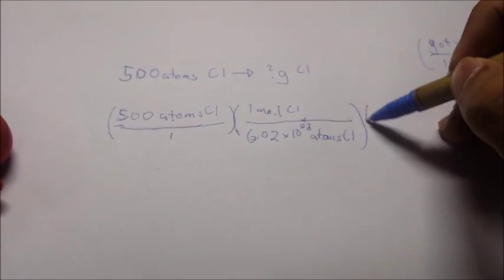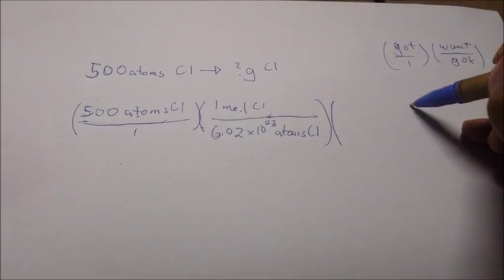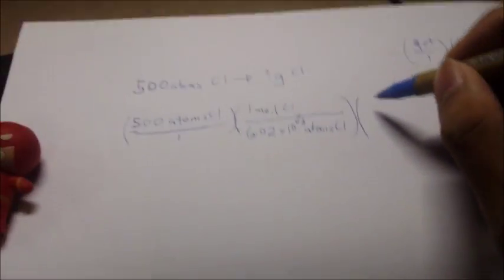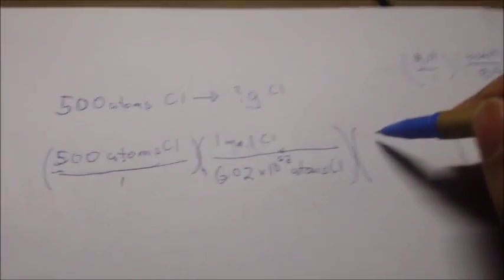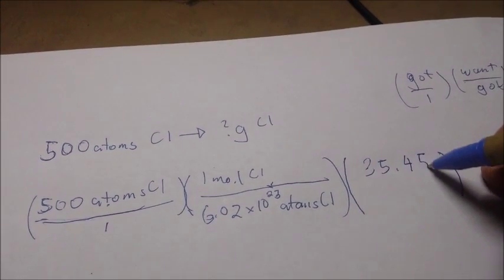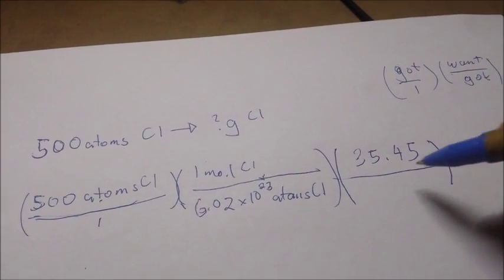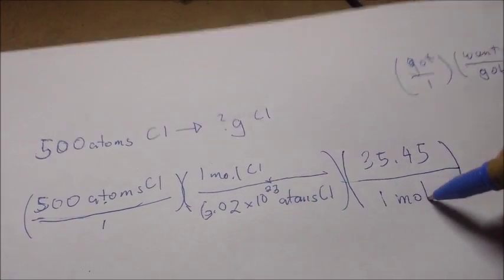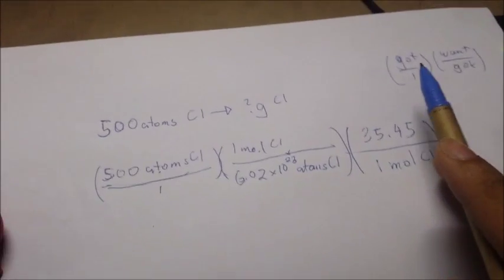So let's do the other one right here, the third one that I was telling you. It's going to be the molar mass of chlorine. Let's put 35.45 over 1 mole of chlorine. Do you see the form? It's very similar to this one.